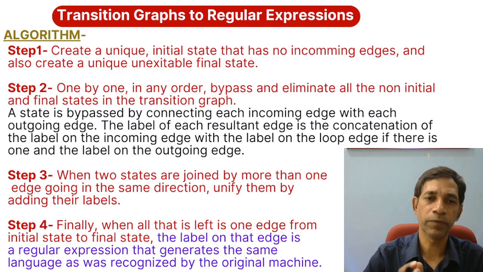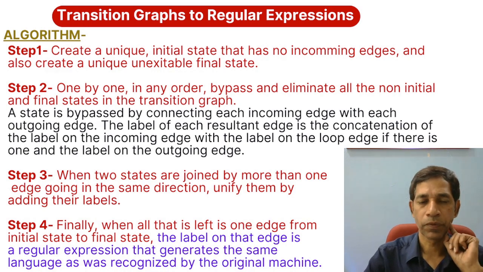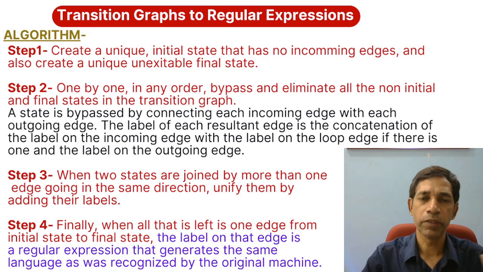You should simplify first, which means you should have one initial state that has no incoming edge, and you should have only one unique final state, and from that final state we should not have any outgoing edge. This is the first simplification we need to do.